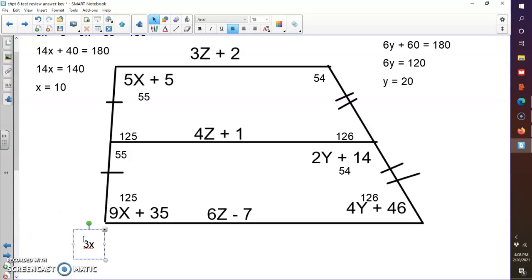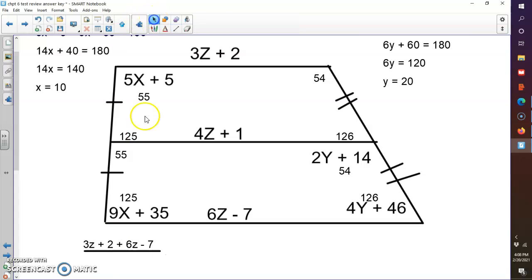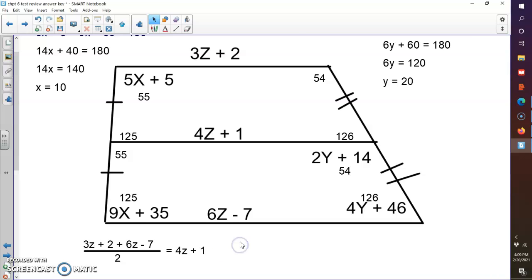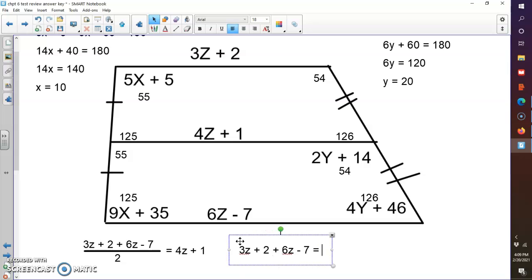Well, we get 3z plus 2 plus 6z minus 7. And I'm going to take the average of that. That means we're dividing it by 2. And when I divide that by 2, I should get my mid-segment, which is 4z plus 1. Now I'm doing basic algebra. I'm going to multiply both sides by 2. The 2 cancels on the left side, so I'm left with 3z plus 2 plus 6z minus 7, and I multiply by 2 on the right side, and I get 8z plus 2.